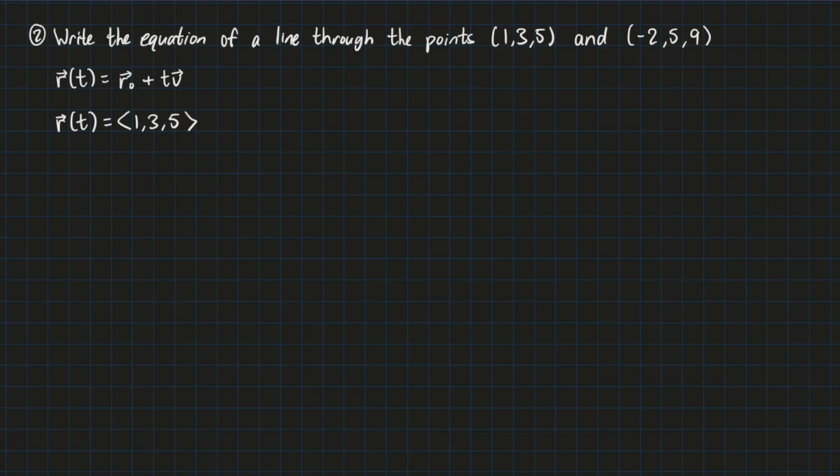So (1, 3, 5) is the vector that takes us from the origin (0, 0, 0) to the point on the line, (1, 3, 5). Now we need to find the vector v. Since (1, 3, 5) and (-2, 5, 9) are both points on the line, we can find the vector along the line by subtracting one point from the other. Let's say we choose (-2, 5, 9) to be our final point and (1, 3, 5) to be our initial point. If we do final minus initial, we'll get that our vector v equals: -2 minus 1, so that's -3; then 5 minus 3, so that's 2; and 9 minus 5, that's a 4.